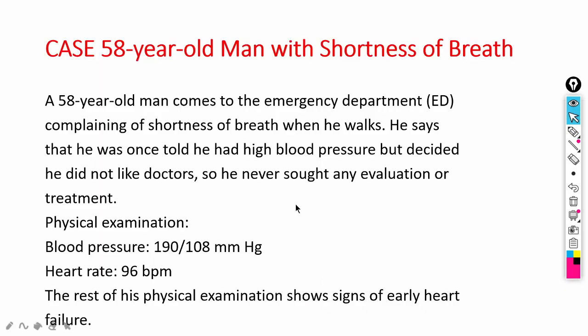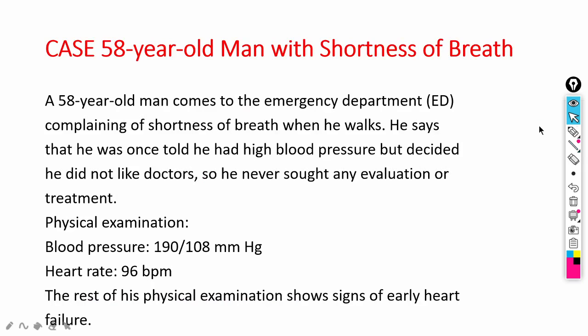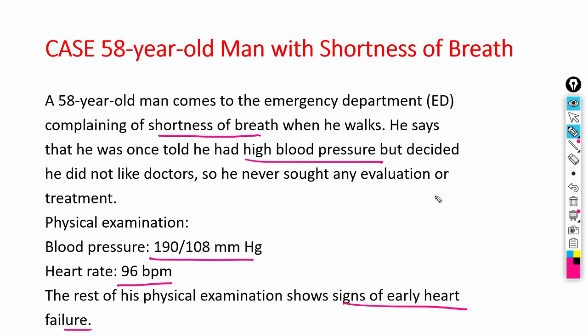Now let's see a few cases. A 58-year-old man comes to the emergency department complaining of shortness of breath when he walks. He says he was once told he had high BP but decided he did not like doctors, so he never sought any evaluation or treatment. Shortness of breath along with high blood pressure, that is hypertension. Physical examination shows a BP of 190 by 108, pulse 96 beats per minute, and signs of early heart failure. So this is a patient coming with dyspnea, high BP and signs of heart failure.